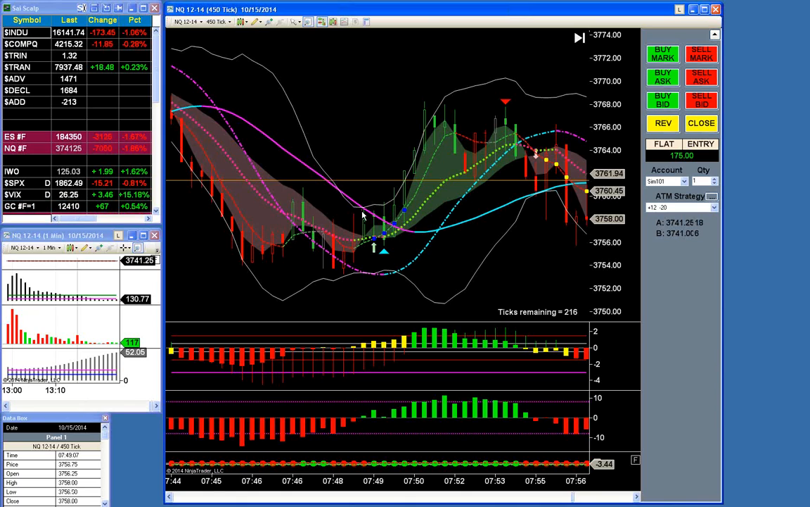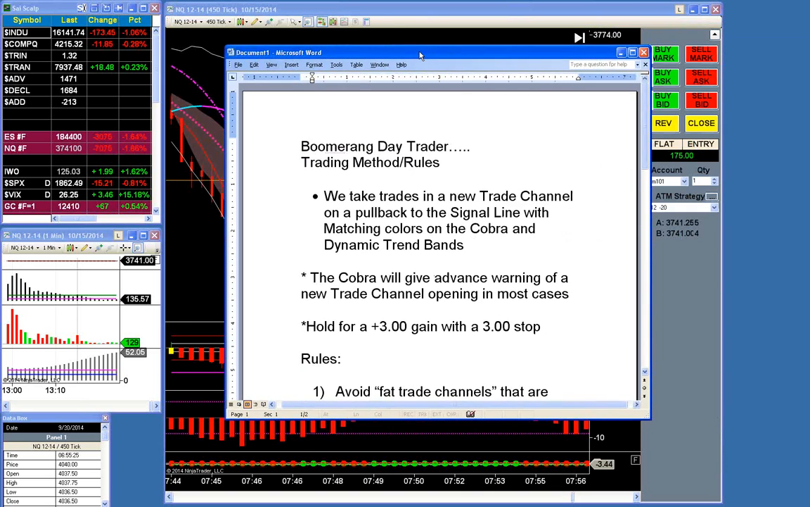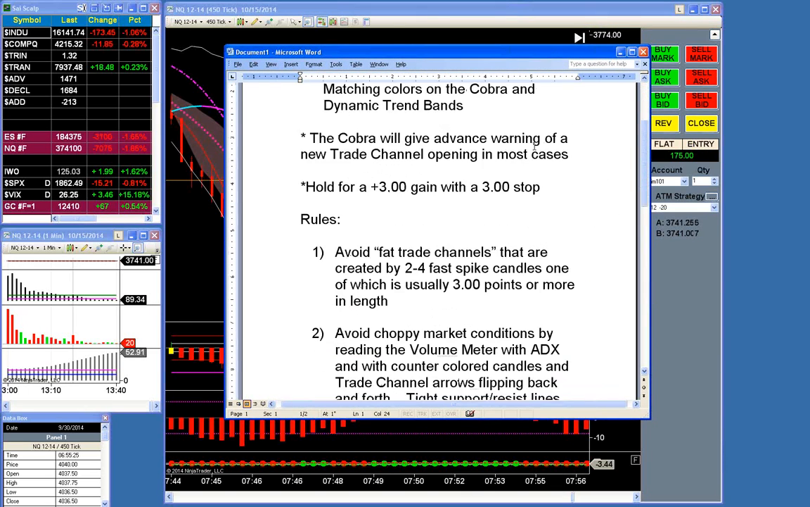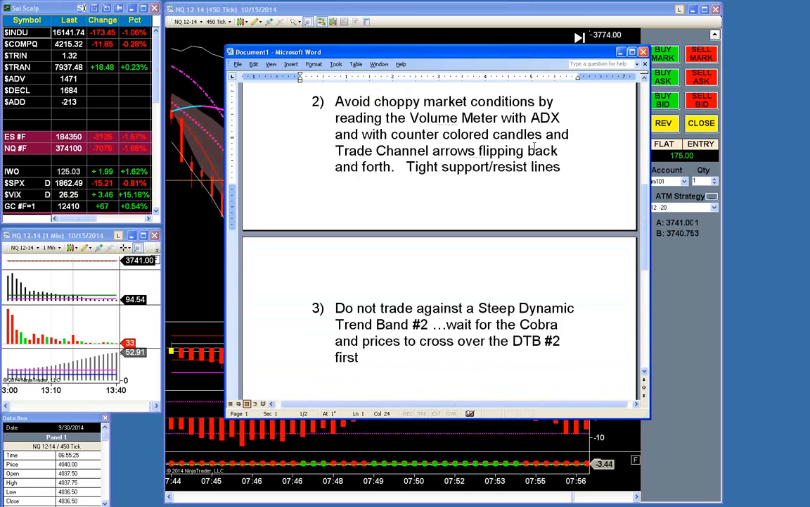So there's a boomerang trade, and I just showed you how to deal with the steep dynamic trend band, which is one of the rules here. Do not trade against a steep dynamic trend band, and just like I showed you, wait for the cobra and prices to cross over DTB number 2 first.